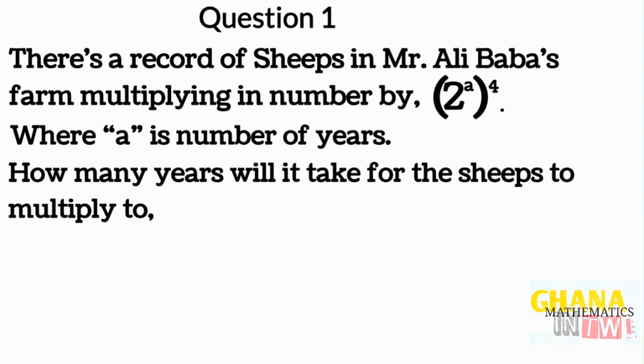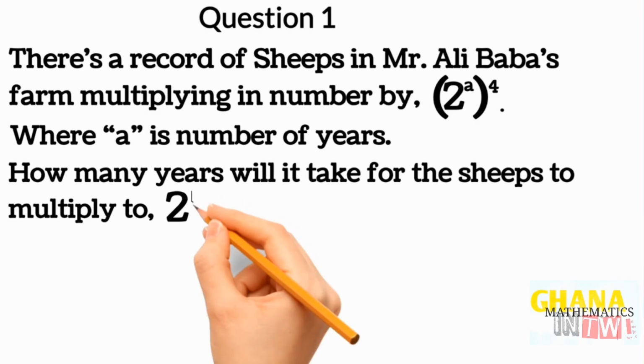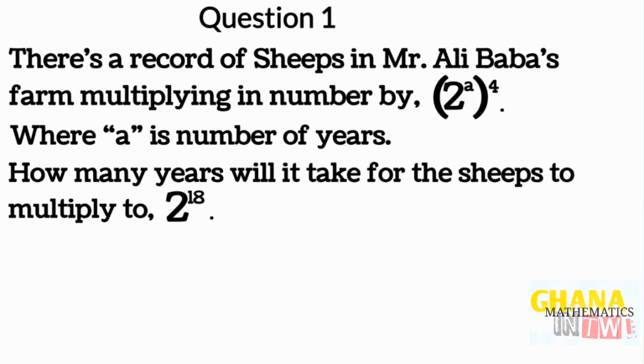Okay, let's take it here. So this is the meaning of the question. Mr. Alibaba's sheep are multiplying, they are increasing in number, and the power a, which is in front of the 2, is the number of years it took the sheep to increase, and that 2 raised to the power a is also multiplying a power which is 4. So how many years will it take the sheep to multiply to 2 raised to the power 18?